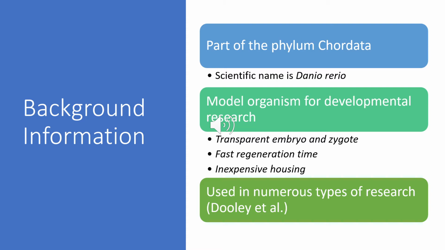This is a model organism for developmental research with several factors playing into this aspect. One being that it has a transparent embryo and zygote, and you can see all of these stages of development as they occur. It has a fast generation time with approximately 48 hours until a moving viable organism is present. And also it has inexpensive housing, such as you can have 10 organisms in one enclosure, and it doesn't take a lot of space to house them or a lot of money to keep them alive.